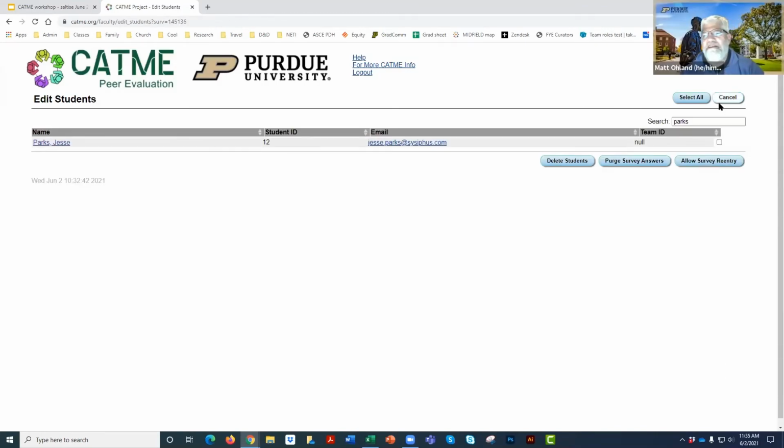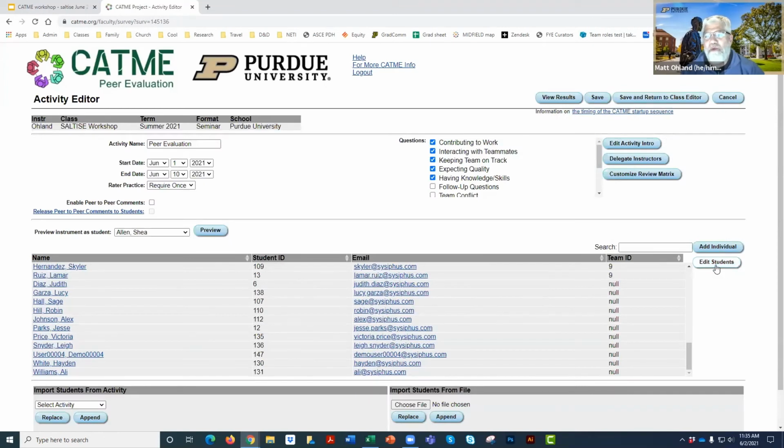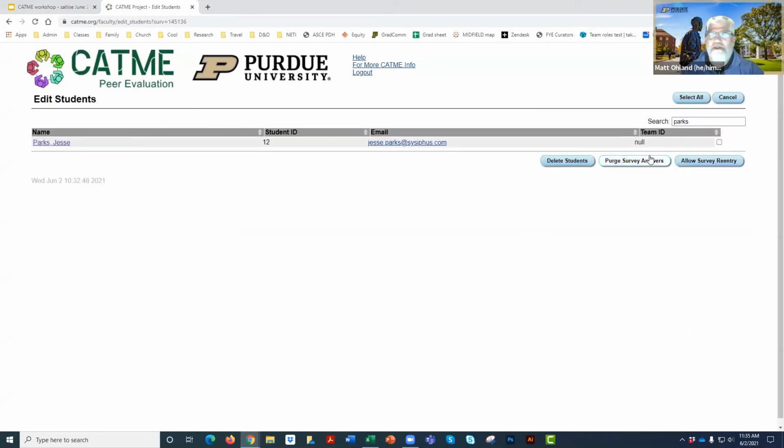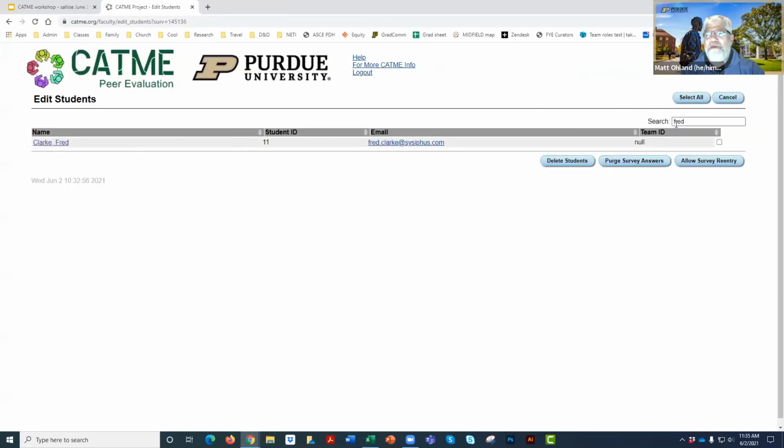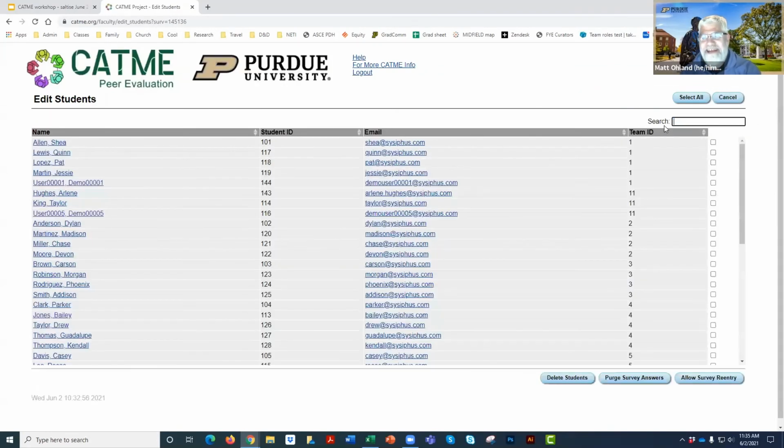Awesome. Now, usually those changes, of course, would be made one at a time as students drop the class or not. Oh, there's a Fred Clark who's also fake, apparently. All right. Usually there won't be this many roster changes in your actual class.